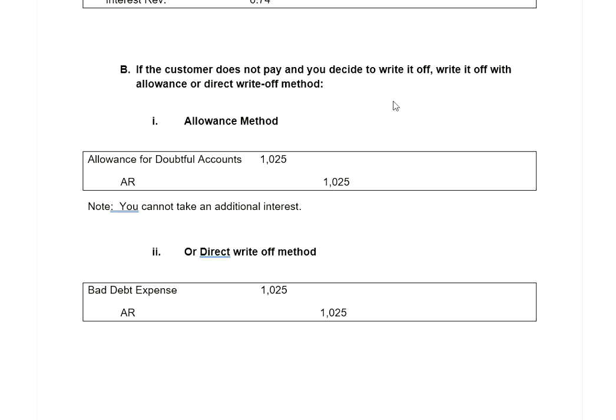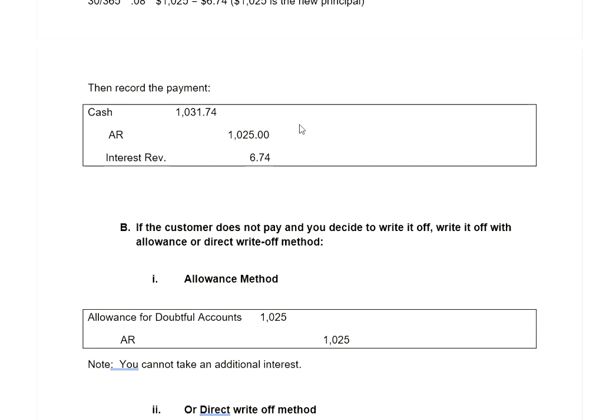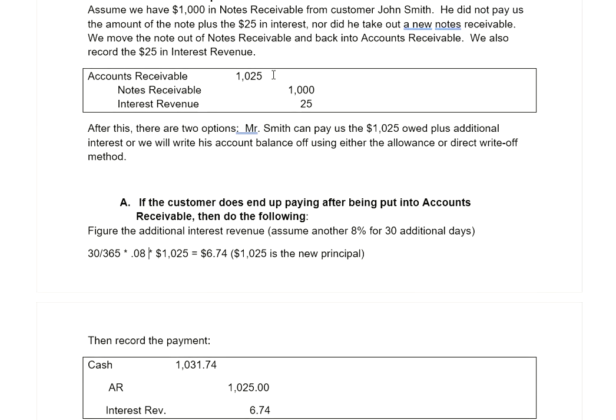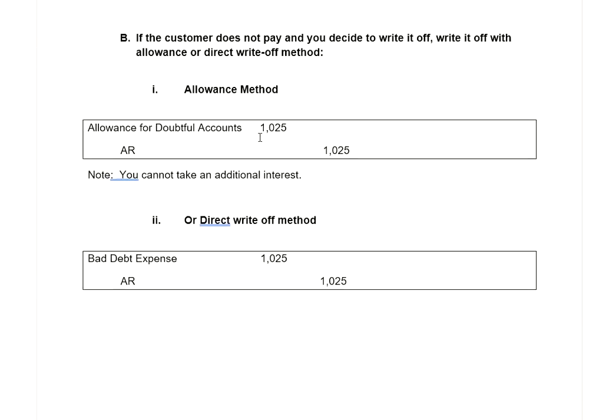Now, the other option is it would be unfortunate, but the customer doesn't end up paying us. Maybe they've gone out of business, so we've decided to write it off. Therefore, you can go back to the previous video. You could write it off using the allowance method. And again, the amount in accounts receivable is $1,025, so that's the amount we will write off. At this point, since we're writing it off, we cannot charge any additional interest.